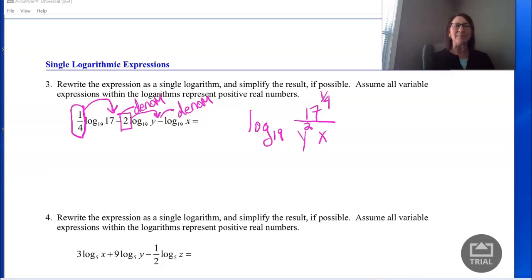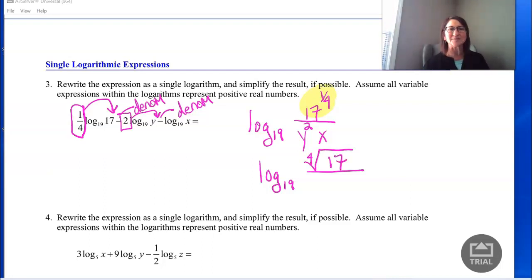The only thing I'm not really loving here is that fractional exponent, so I'm just going to go ahead and change that to a radical. So this will be log base 19. There's my fraction bar. I'm going to make a radical where my index is a 4 and put the 17 inside as my radicand. Then I've got y squared x. That one's done. All right, let's do another one.